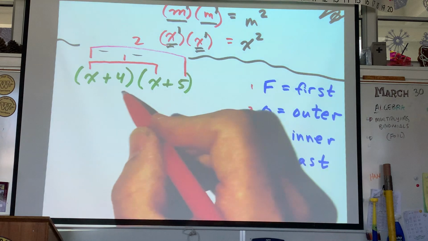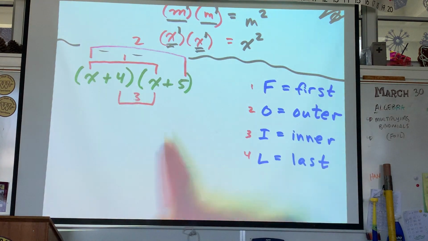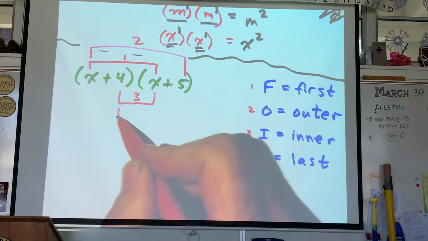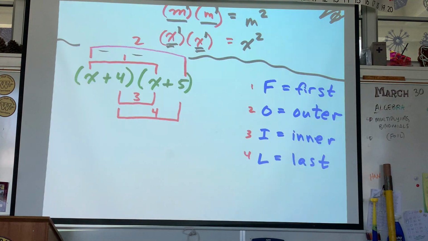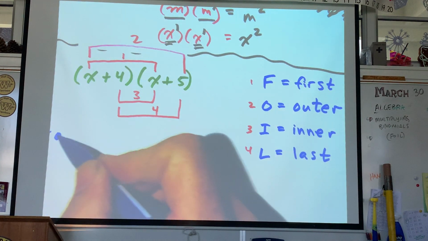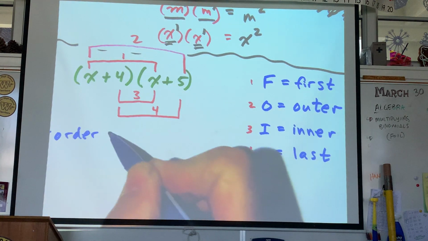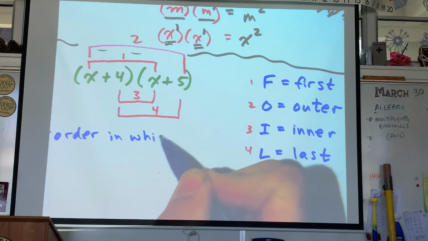Number 3 are the inners. Those are the inners, and 4 in the x. And the fourth step would be the lasts, which would be the 4 times the 5. And these are the order in which we multiply.